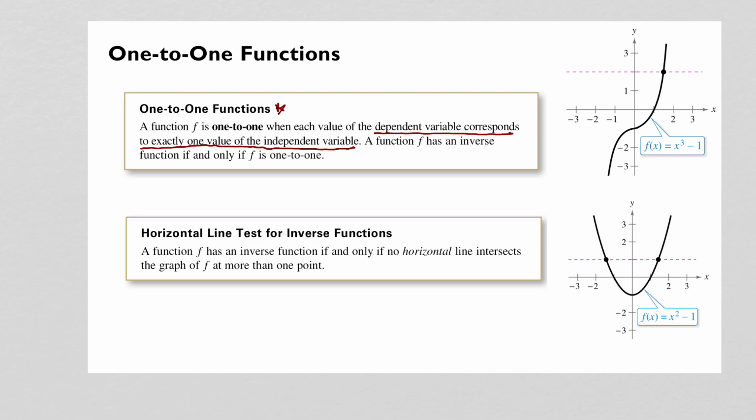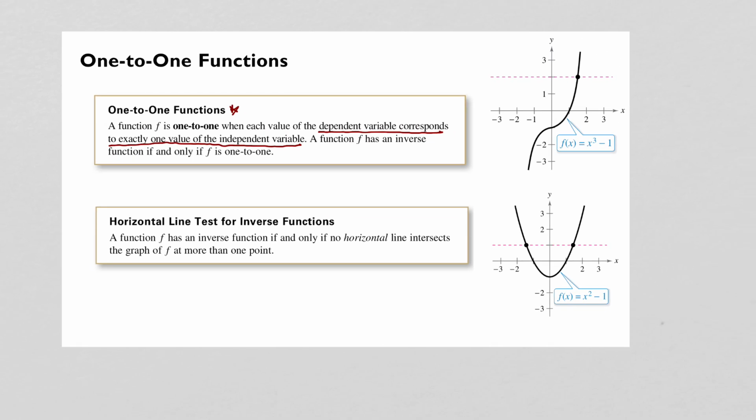And so we do have a visual test for that. It's called the horizontal line test. So a function is one-to-one if you can draw a horizontal line anywhere and it'll only hit the function at one point. It is not one-to-one if you can draw a horizontal line at some point and it'll hit more than 1 point. So this parabola down here is not one-to-one. But the cubic up here is one-to-one.